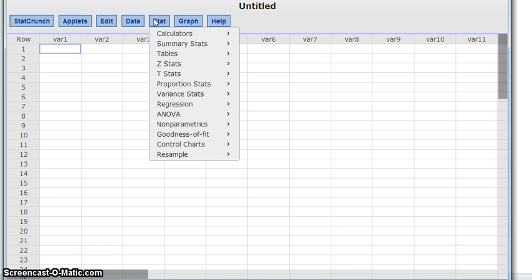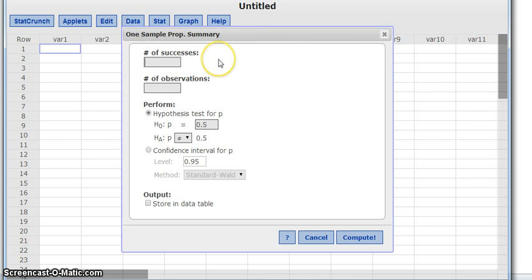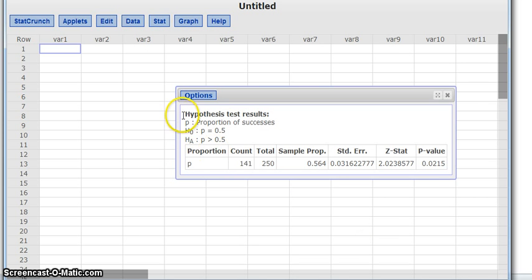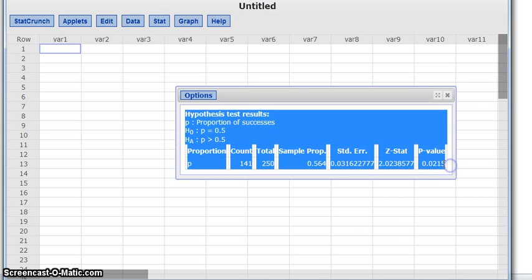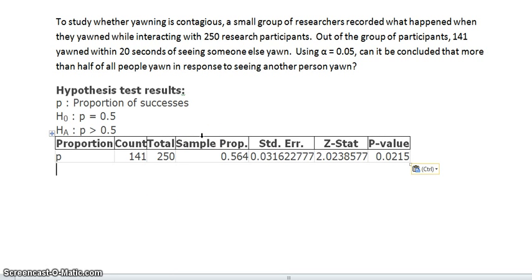So 141 out of 250, so we're going to go to StatCrunch. We're going to Stat, Proportion Stats, one sample with summary, and it's 141 out of 250, and our hypothesized value is 0.5, but we want to know if it's greater than 0.5. So we'll compute, and we'll copy that, paste it over here.